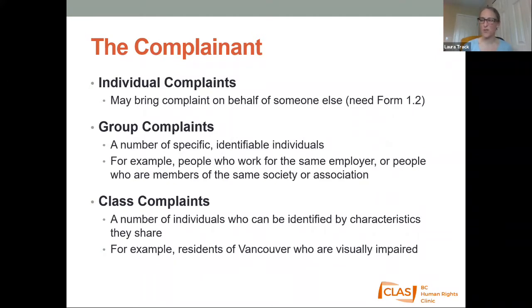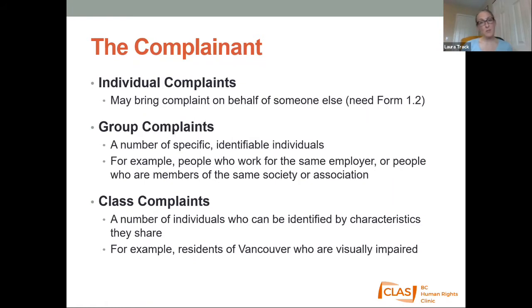And there is a second form that you need to fill out if you're going to be representing someone in that way. So that's how most complaints proceed, as individual complaints, but it is also possible to bring complaints as a group. So a couple of people who've all experienced the same kind of discrimination in the same context. Maybe they're all being sexually harassed by the boss at work. They might decide to bring their human rights complaint together as a group.